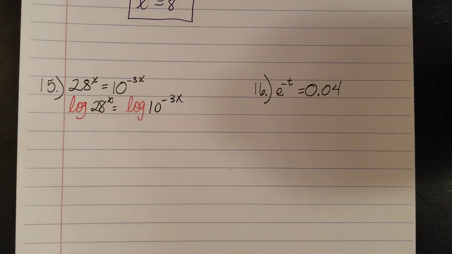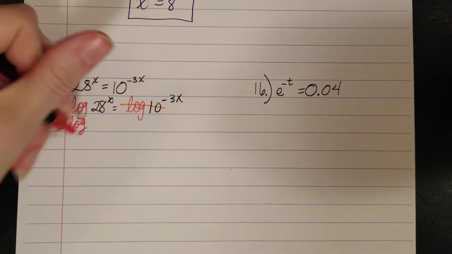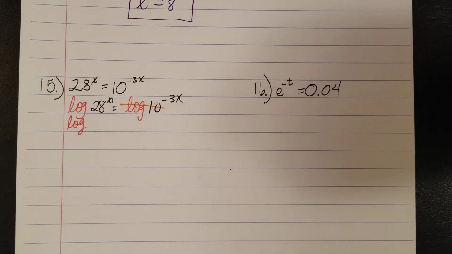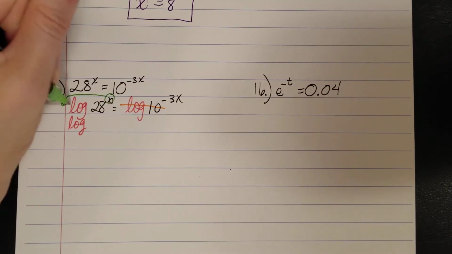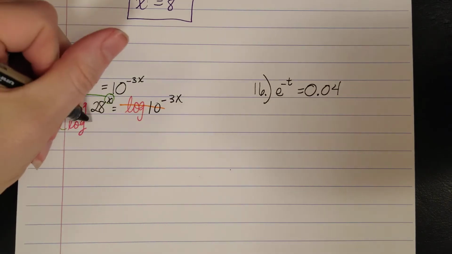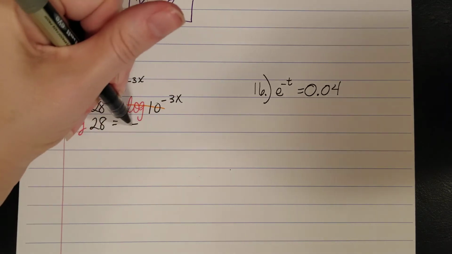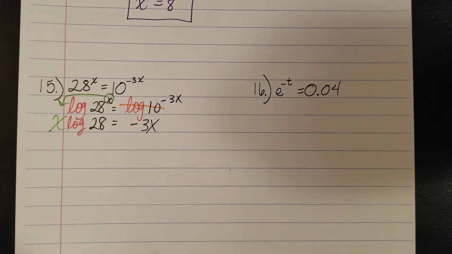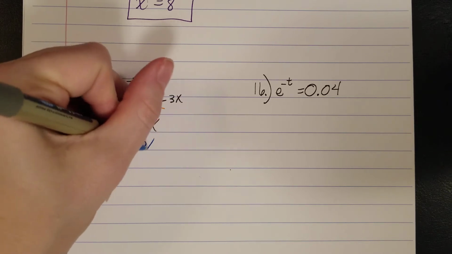Alrighty, and then we're able to cancel out, that's understood to be a log base 10, so that can cancel out the 10. So then we have log, and we're able to move this x to here. So now it's x times the log of 28 equals negative 3x. All right, so we would need to get all the x's to one side. I would do that by adding 3x to both sides.